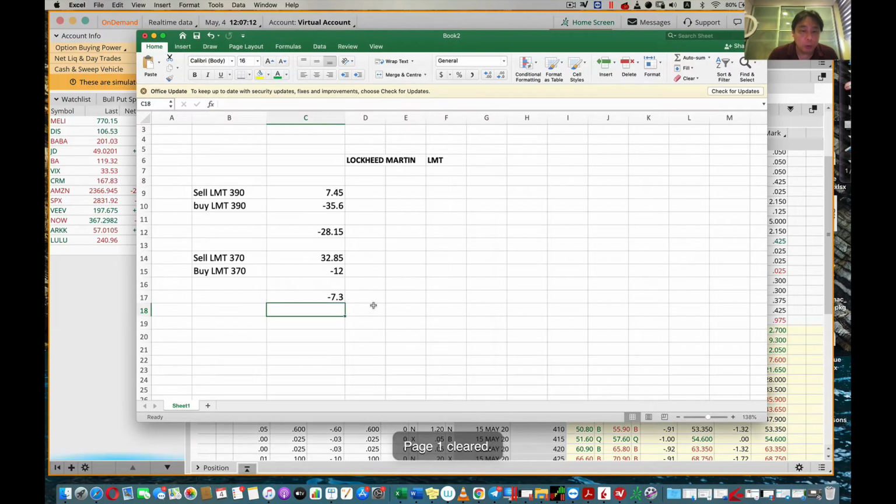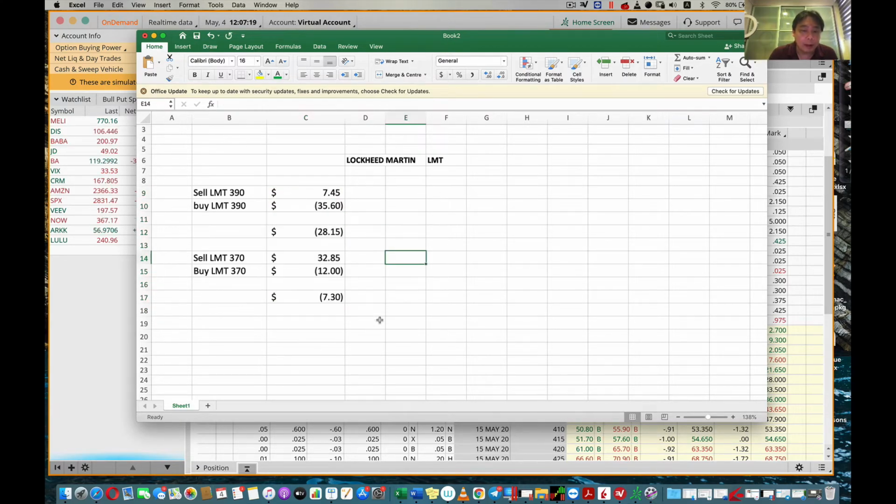Now, maybe another way I can show this would be, okay, fine. Let me just put a dollar sign so it's a bit clearer. So we are now down $7.30 on this. Another way to calculate could also be to say, on this transaction I lost 28.15, but on this I made 20.85. So if I put a net profit here, maybe this could be clearer to you guys. My net profit would be minus this plus this. I'm down 7.30. Okay, great.